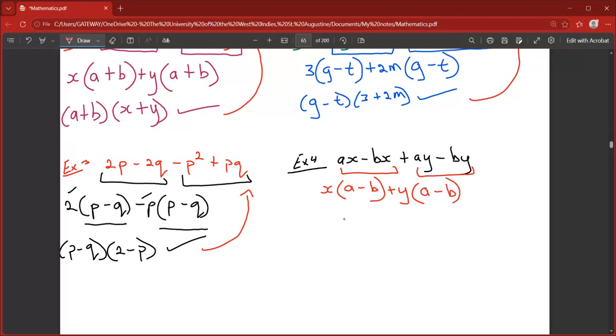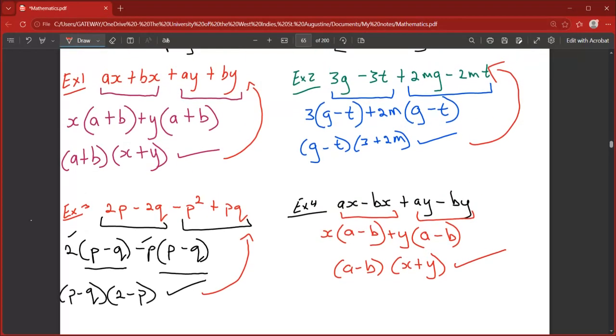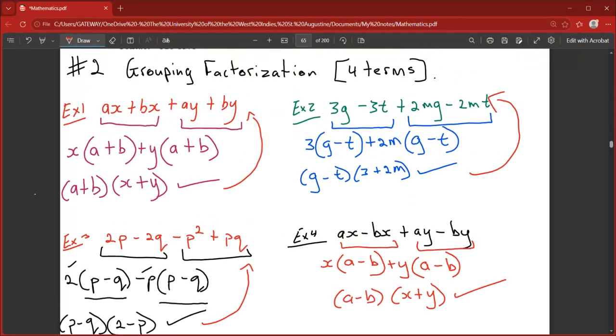So now you're going to take out the a minus b and put the x plus y in the next bracket. And that is our answer there. So you understand this, right? So that is factorization by grouping.